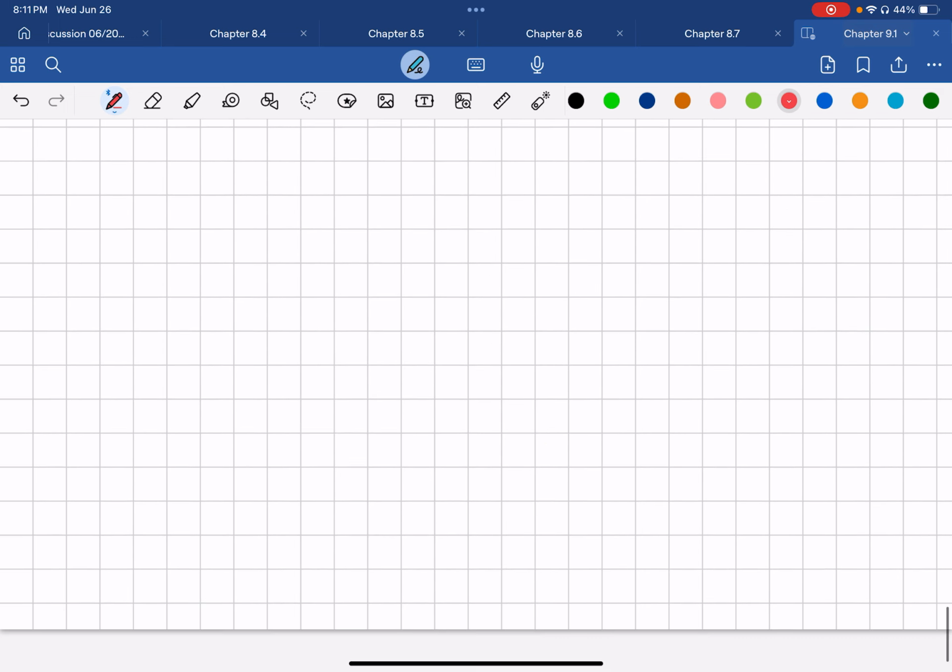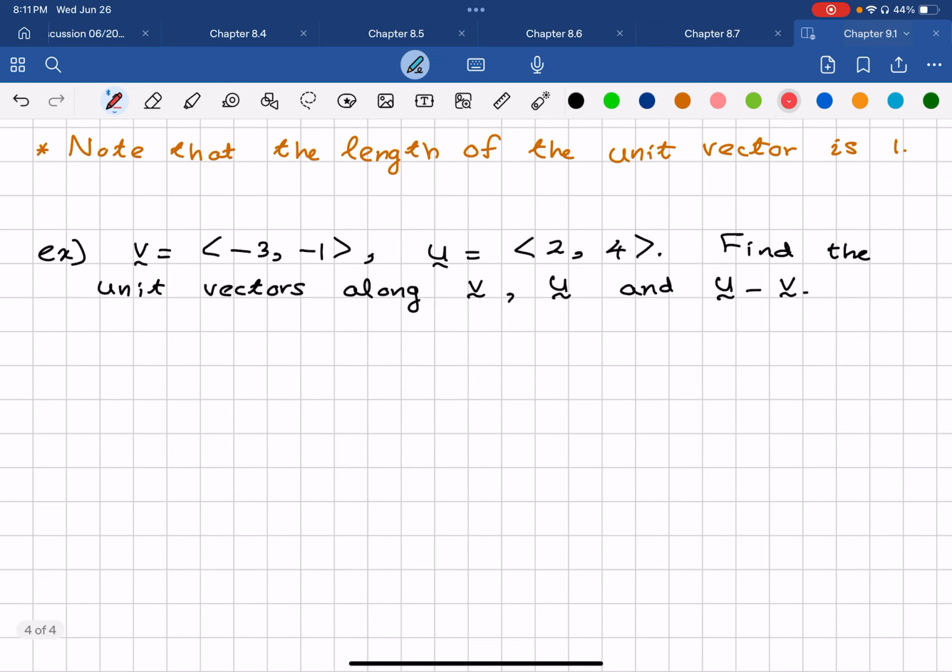So let's consider this example. I have given two vectors and I have asked you to find the unit vectors along v, u and u minus v. Right. First we would find the unit vectors along v and u. Unit vector along v is given by v divided by the norm of v. Okay.